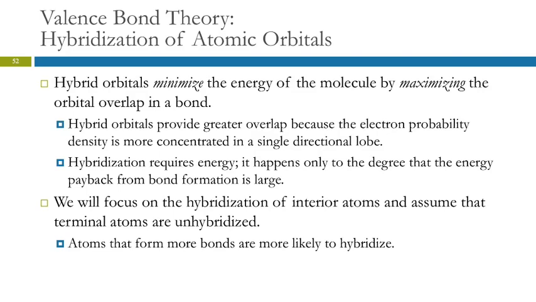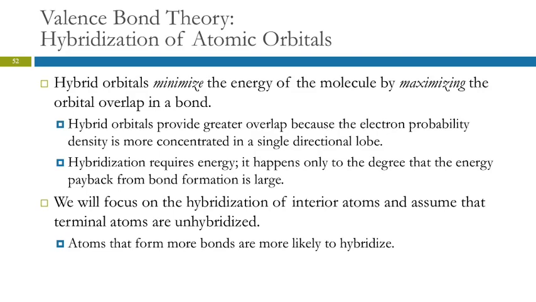We're going to focus on the interior atoms and assume that the terminal atoms are unhybridized. That's not true, but we can do that in Chem 1A. Atoms that form more bonds are more likely to hybridize than atoms that only form 1 or 2 bonds, which is typically the case of those terminal atoms. They've only got 1 bond.